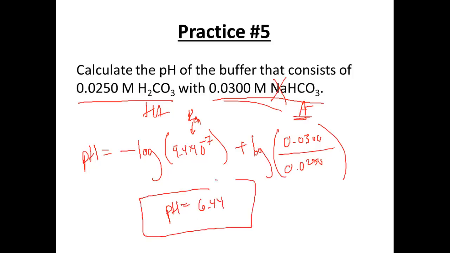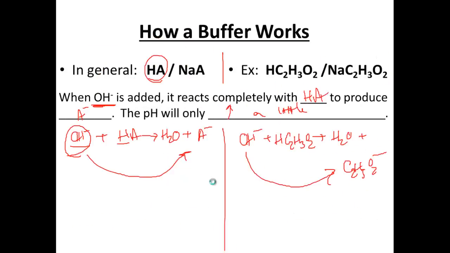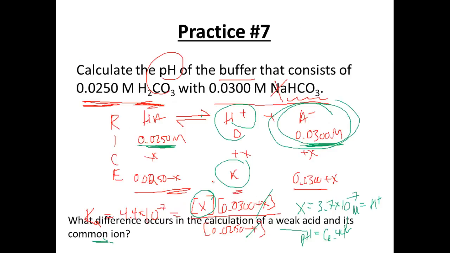So that was a really easy way to find the pH of a buffer using this Henderson-Hasselbalch equation. You know what? You already solved this problem. Let's go back for a second to the last question from the previous notes. It was the exact same buffer. We did a RICE table, and we went through and plugged it in, and we got a pH of 6.44.